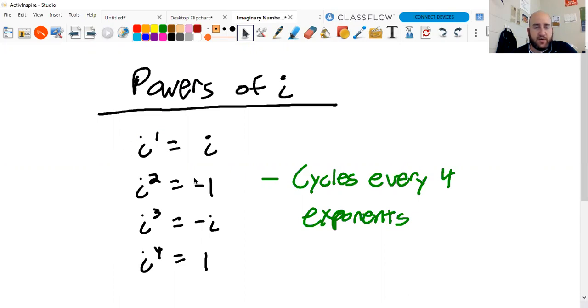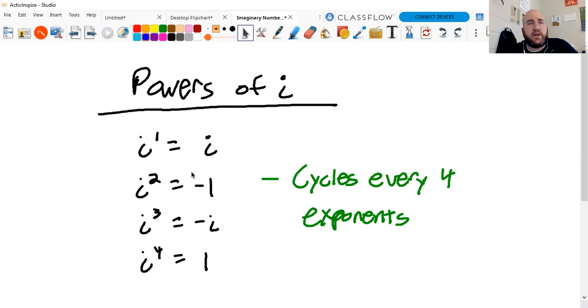Okay. If I ask you on a test, what is i to the 35th equal to? Again, a little bit bigger of a number, but y'all could probably sit there and count out 35 even if it takes you a minute. 1, 2, 3, 4, 5, 6, 7, 8, 9, 10, 11, 12, 13, 14, 15, 16, 17, 18, 19, 20, 21, 22, 23, 24, 25, 26, 27, 28, 29, 30, 31, 32, 33, 34, 35. So i to the 35th is equal to -i.